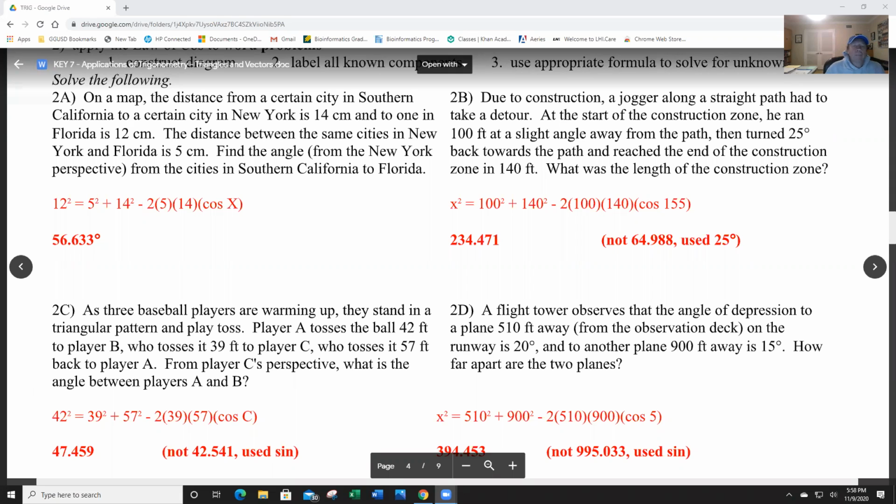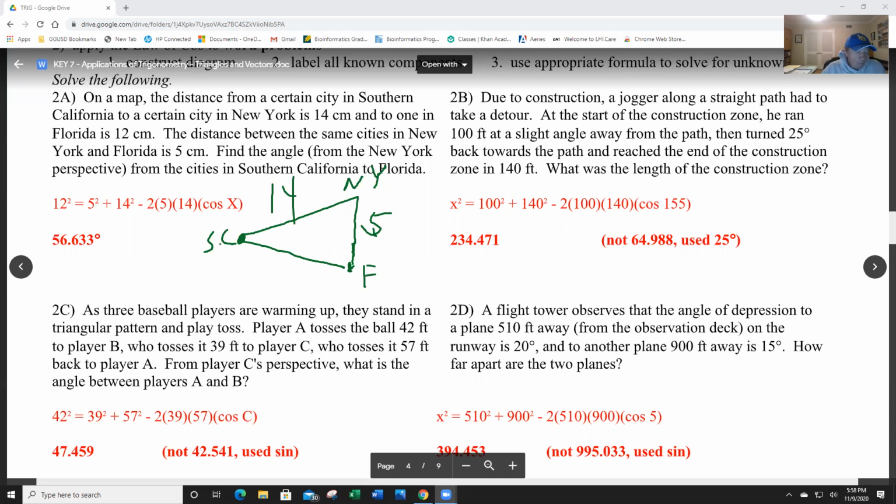Okay, on a map, Southern California to New York. So I'm going to put Southern California right here. Here's New York, NY. Here's SoCal. That's 14. And there's a place in Florida, the distance is 5 to Florida. So Florida's down here. There's Florida. That makes a triangle there. If you have any sense of the U.S., that's a pretty bad drawing of that, but you get the idea.